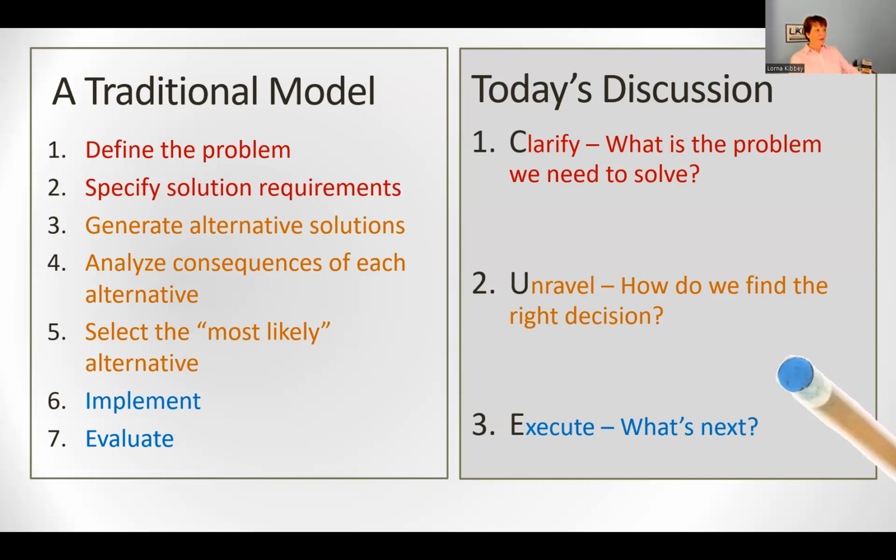In the traditional model, my clarify step is defining the problem and specifying solution requirements. You see that? Number 2 is in orange, unravel. How do we find the right decision? That's generating solution alternatives, analyzing consequences, and selecting the most likely. And then number 3 is to execute. What's next? And as you can see, the blue over on the traditional model is to implement and evaluate.